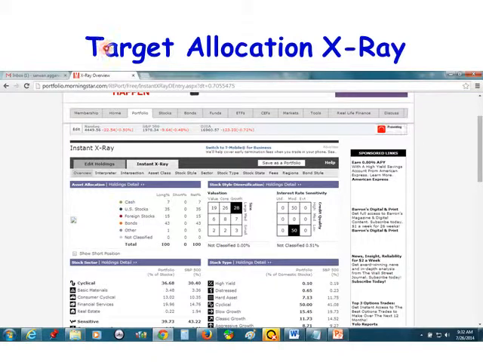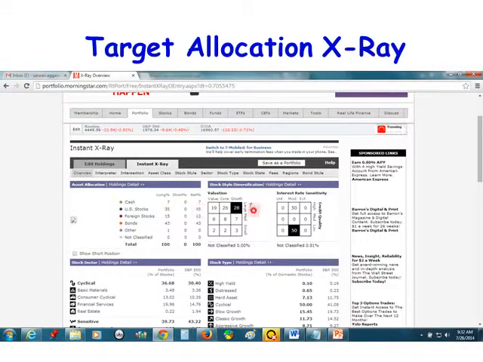So we're using the X-ray of target allocation and it comes up with 35% US allocation, 15% international allocation. And bonds is 43% and cash is 7%. So equities is 35 plus 15, which is 50%, and the bond income portion is 43 plus 7, which is 50%. So we were designing 50-50 and we got a 50-50. So that's a great allocation.